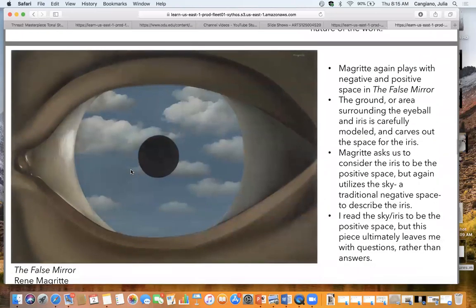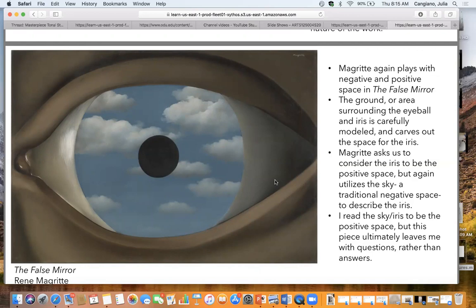And then again, this is Magritte again, the positive and negative space. So the ground or area surrounding the eyeball and iris is carefully modeled. So this is obviously a pretty clear representation of a human eye, and he's got all the details, and it makes sense. And then he is asking us to consider the iris to be positive space, but again, he uses the sky, so that's a recurring theme, and this is a traditional negative space to describe the iris.